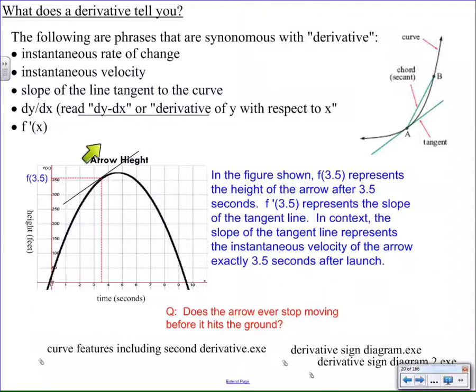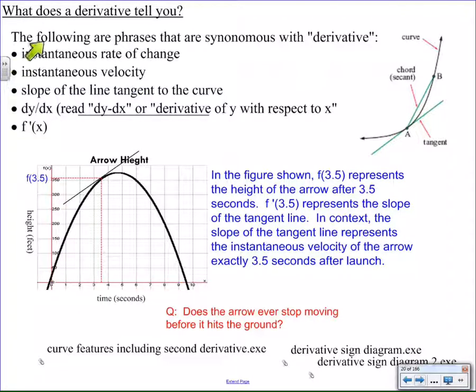Just to point this stuff out, there are some synonymous phrases or terminologies which are all saying the same thing. All of these are synonymous with the phrase derivative. When I talk about a derivative, I'm talking about an instantaneous rate of change of a function. That is to say, I'm talking about the slope of a tangent line.